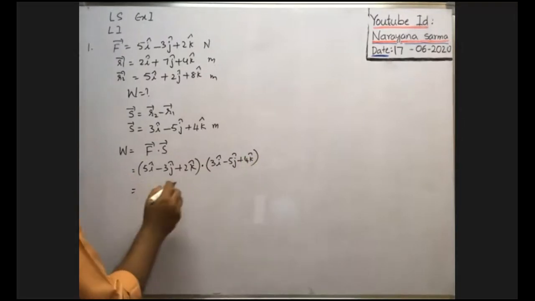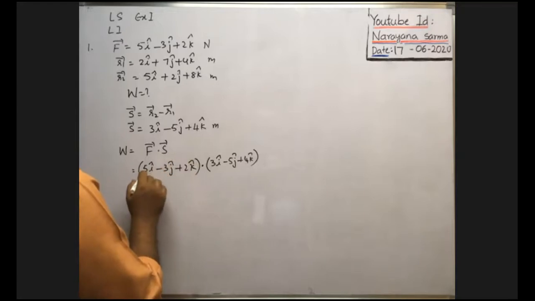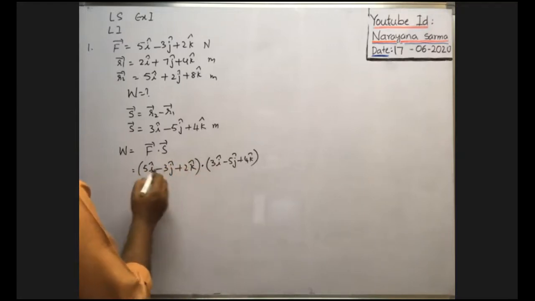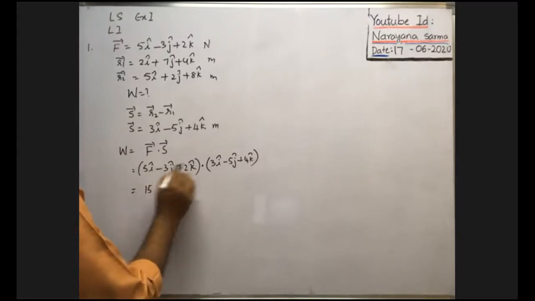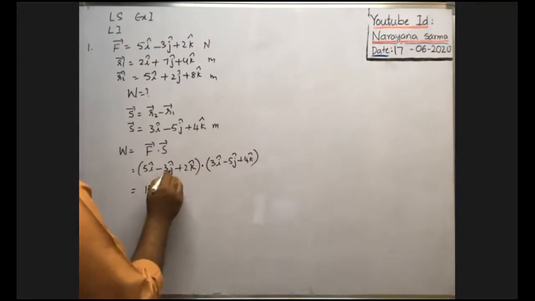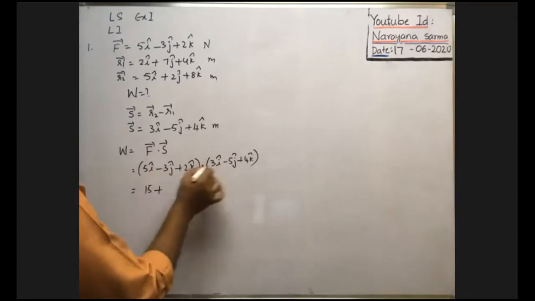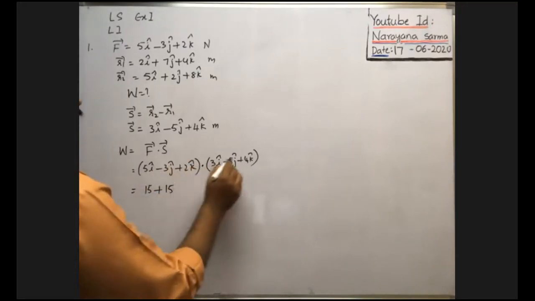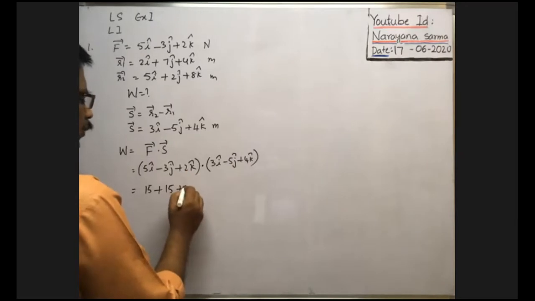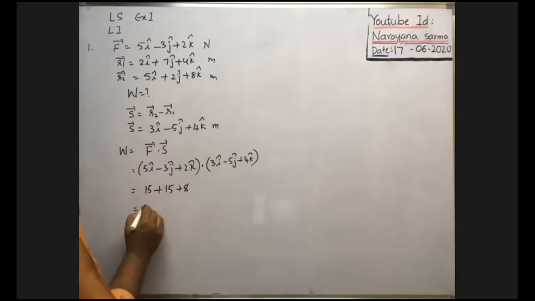Therefore, dot product means we have to multiply just the components: i cap coefficients, j cap coefficients and k cap coefficients. I cap coefficient means 5, here it is 3. So 5 into 3 is 15. Minus into minus is plus: here the coefficient of j cap is minus 3, here it is minus 5, so 3 into 5 is 15. Plus 2 into plus 4 means 8. So therefore 38. So work done is equal to 38.